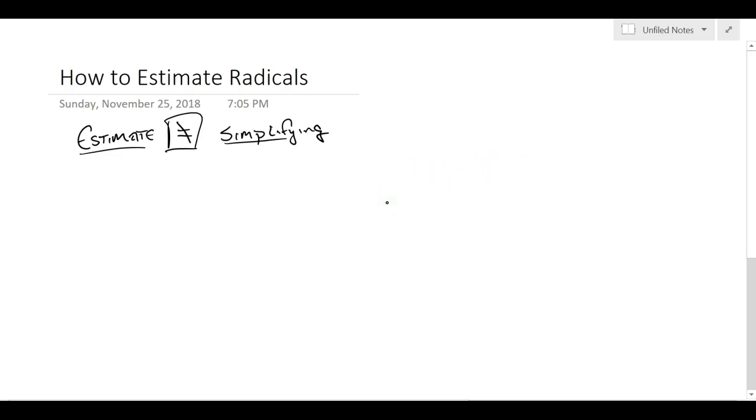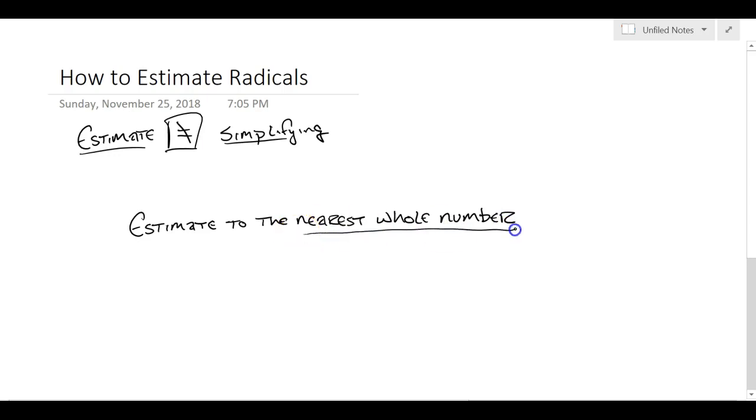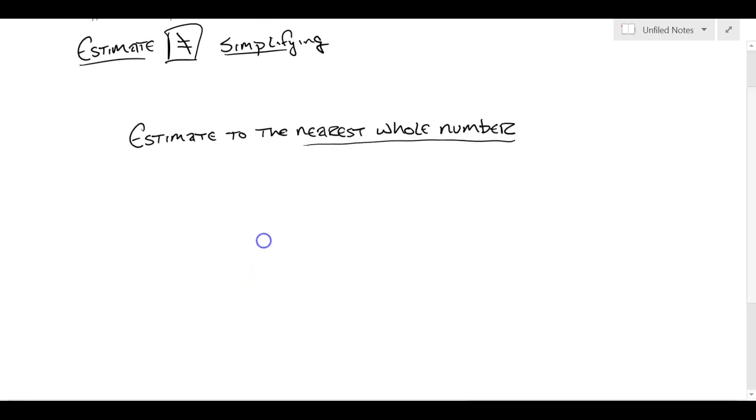Sometimes it's going to say estimate to the nearest whole number. It's going to want us to estimate to the nearest whole number. And I'm going to show you that, and then sometimes it will also ask the nearest 10. I'll show you that as well. So we'll start off easy.